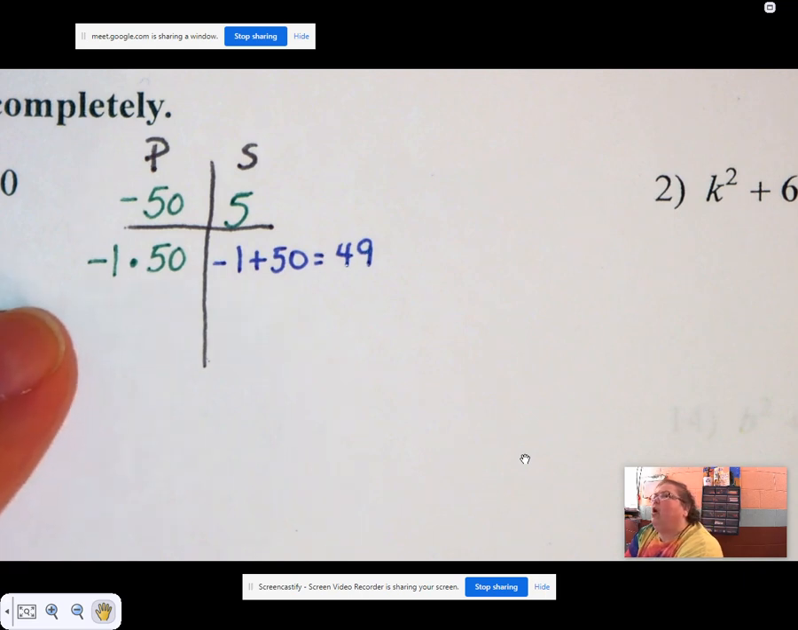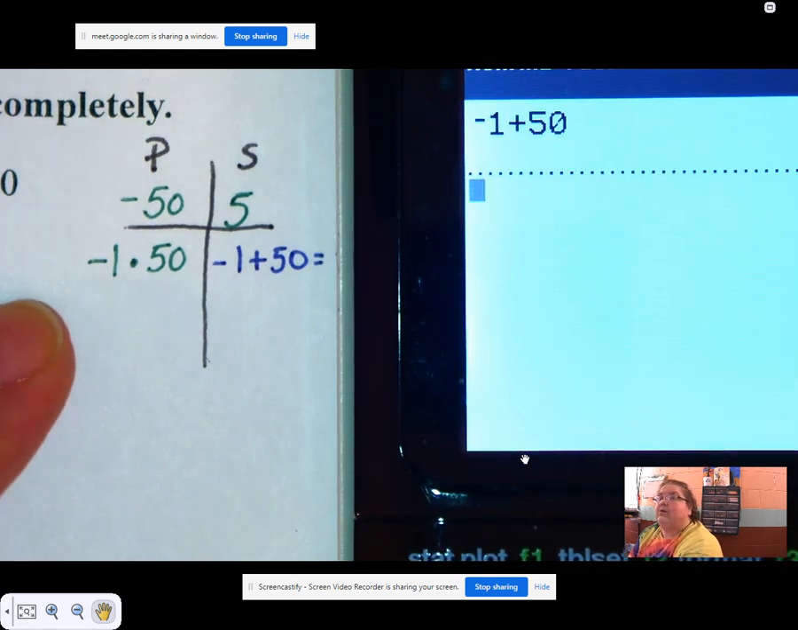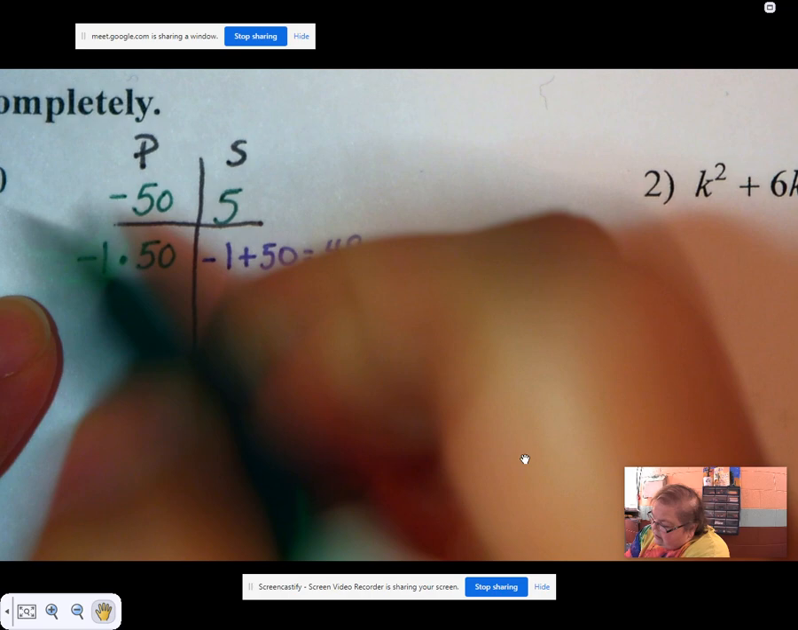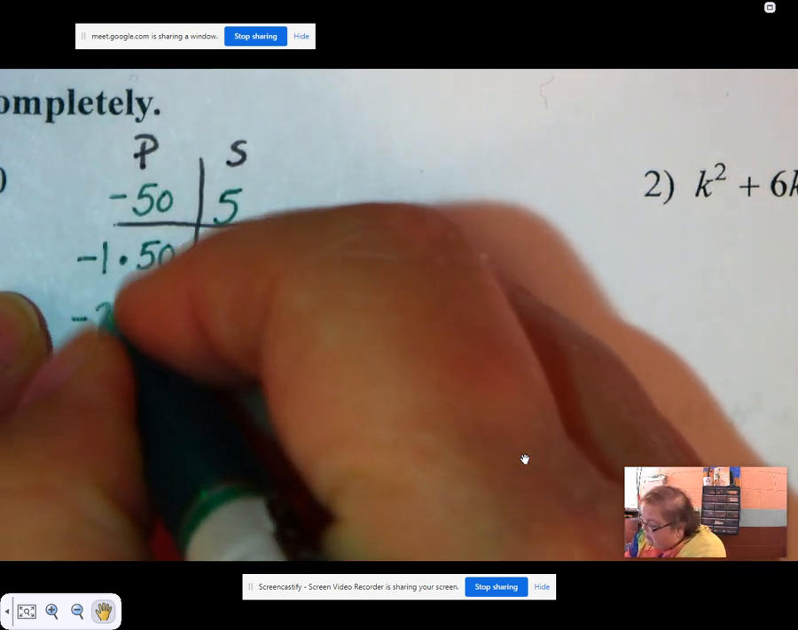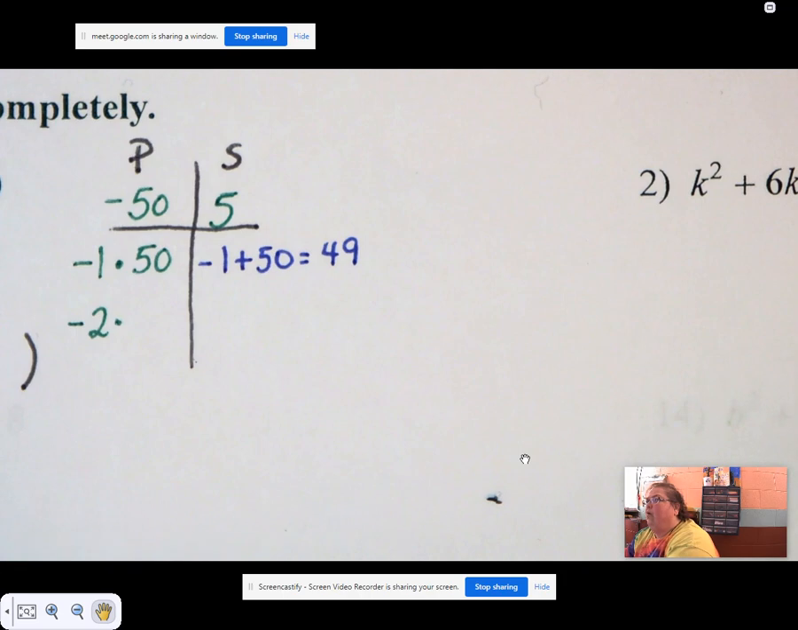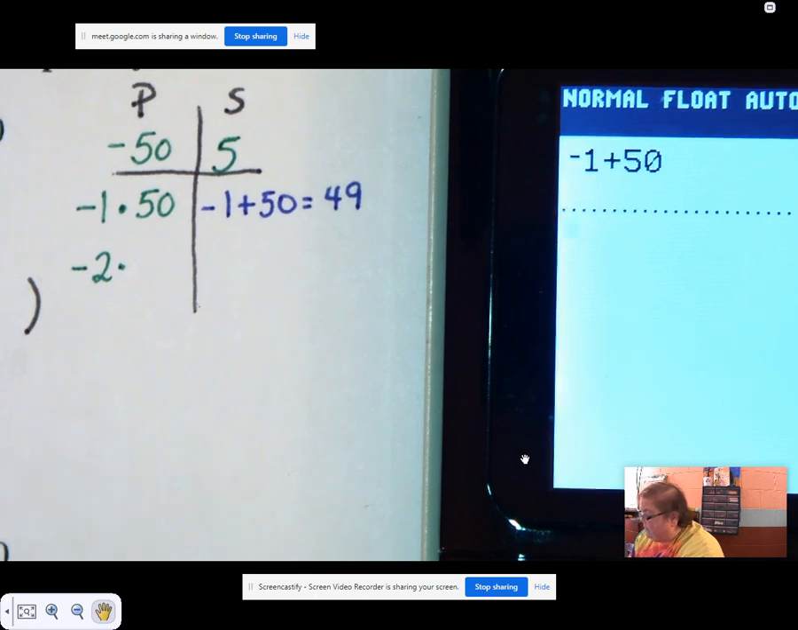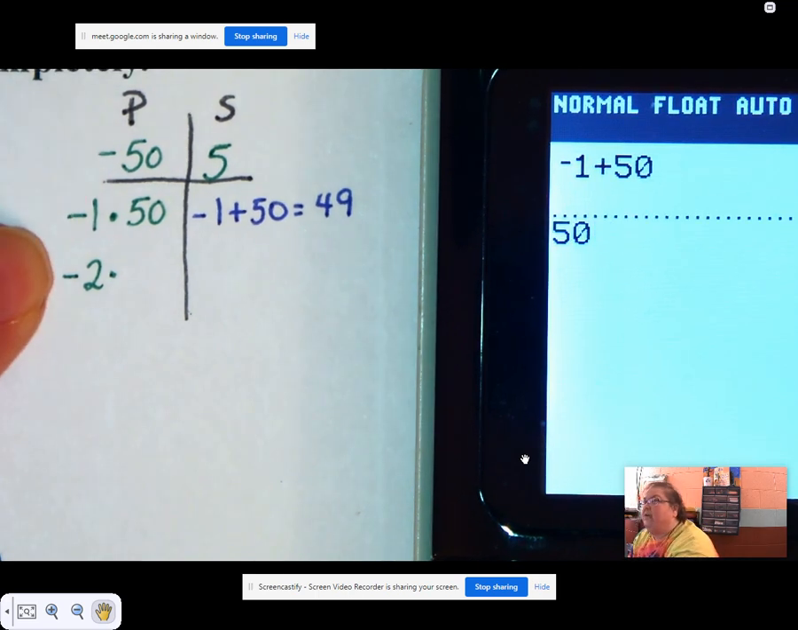Now, in order to find all of the factors, we're going to start with 1 and count 1, then what? 2, right? So this is going to be a negative 2 times what? Well, if I don't know what that is, I'm going to take 50 and I'm going to divide it by 2. Now, I don't need the negative sign because I'm already putting that down here. So I've got 50 divided by 2, and what do I get? Everybody's typing this in. 50 divided by 2, what do we get? 25.